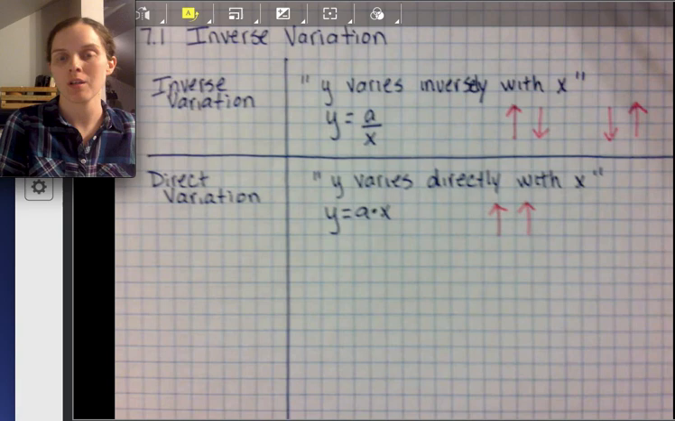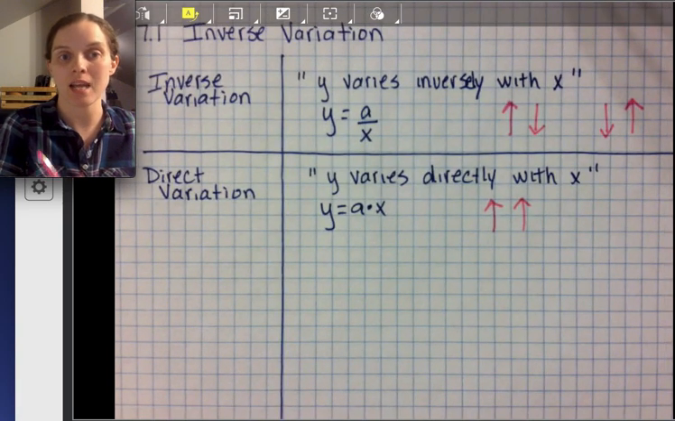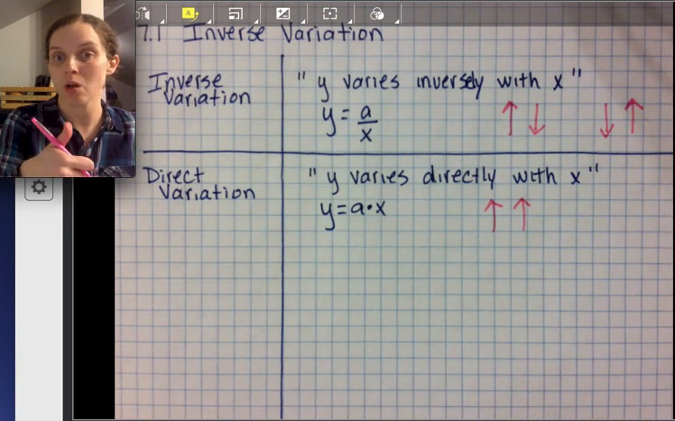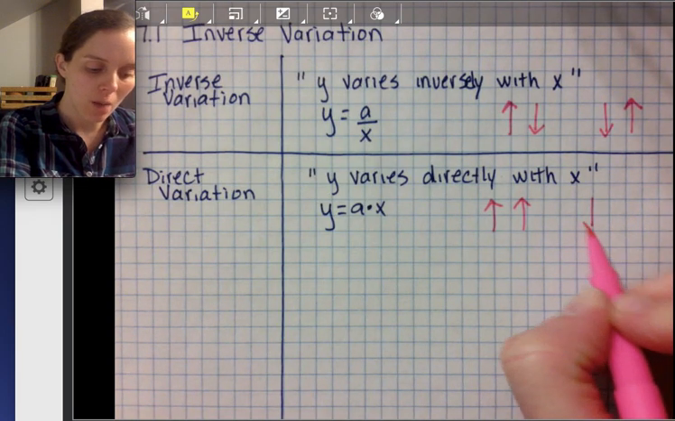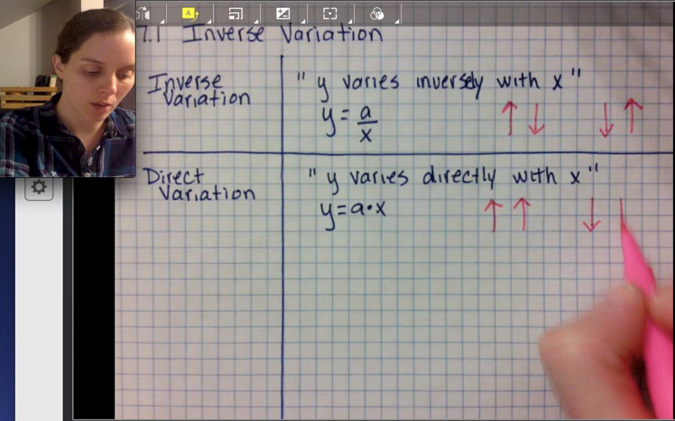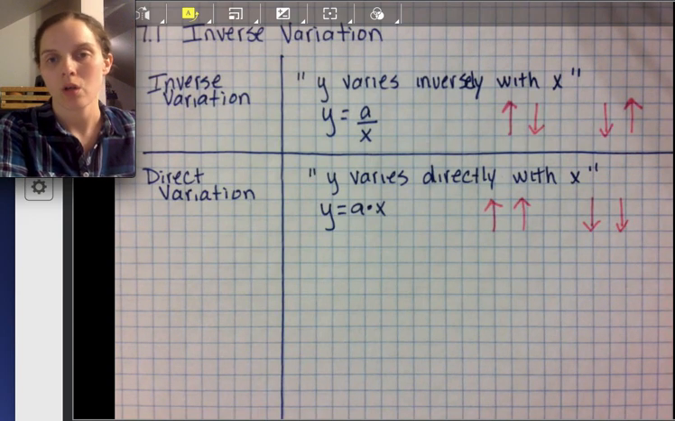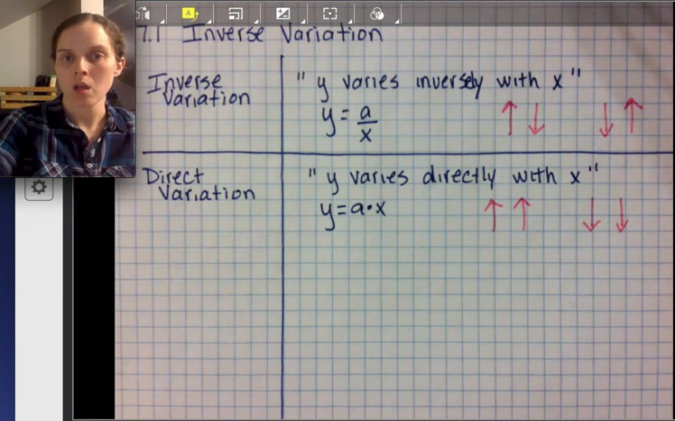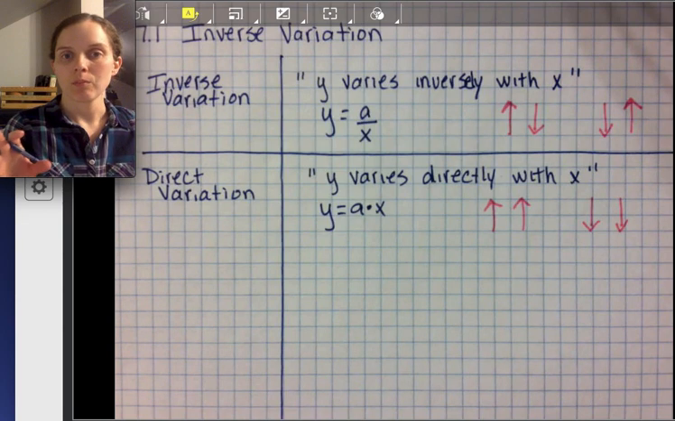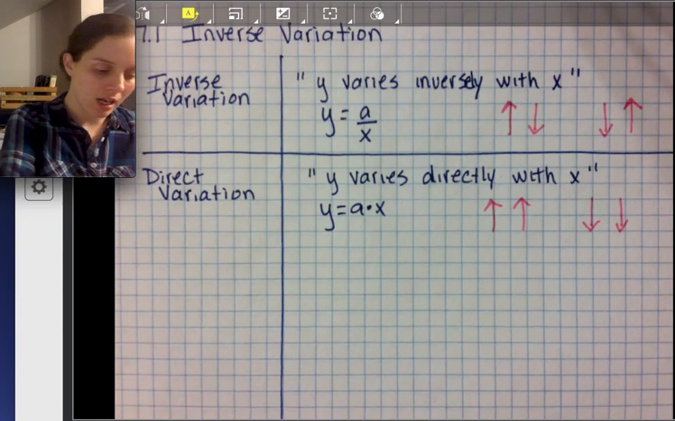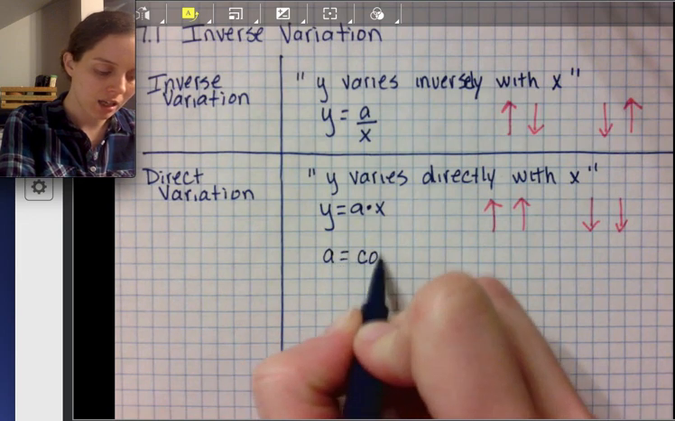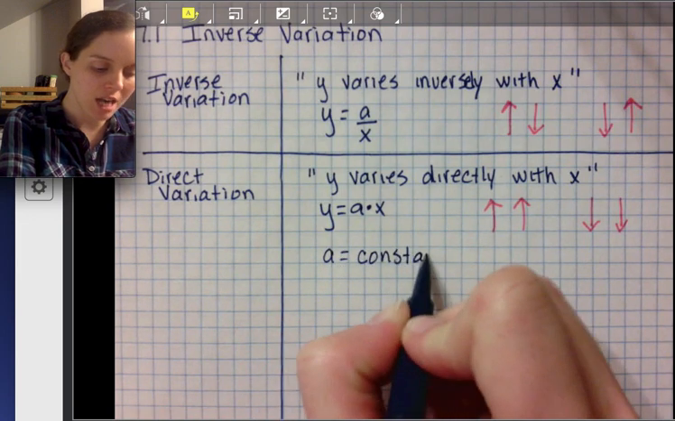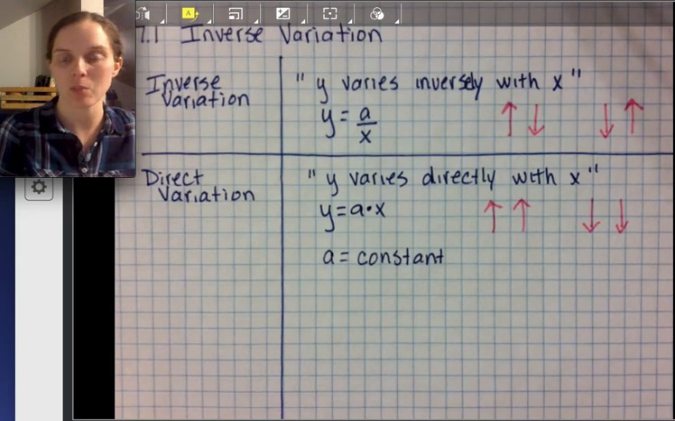Okay, I have small boys, and as they grow, their shoe size goes up. So as their height goes up, their shoe size goes up. Same thing, if something goes down, the other thing also goes down. Okay? So you've got the x and the y, and then your a. I'm just going to go ahead and write this down. a is a constant. So it's just going to be a number that's in there. And that's going to be important for us to find here later.